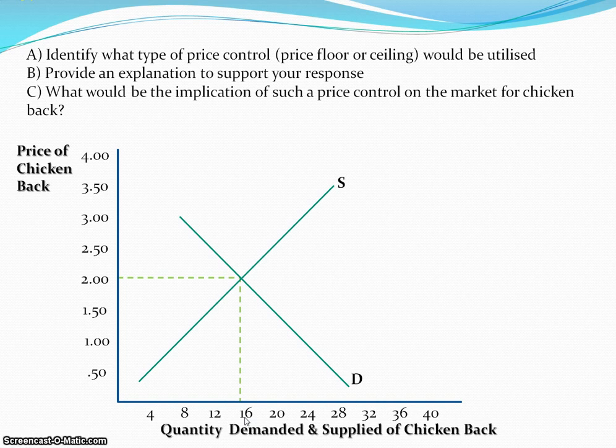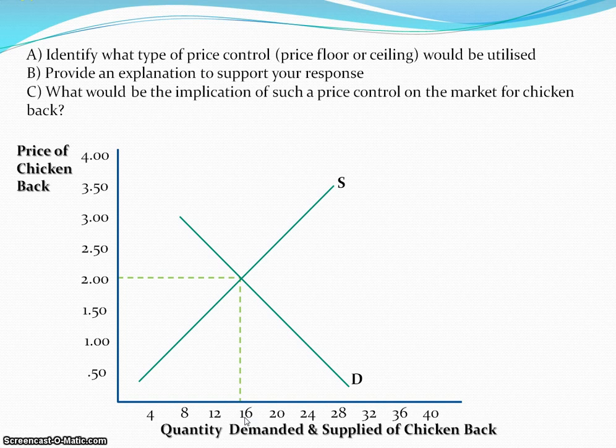Now, the scenario states that chicken back is a basic good. So more or less everyone in society would have been consuming this product in the nation. Because it is a basic necessity, it is a good that consumers should be able to afford. Therefore, if a price control has to be implemented, it should not result in the consumer being made worse off. Rather, the price control implemented should result in the consumer being made better off.